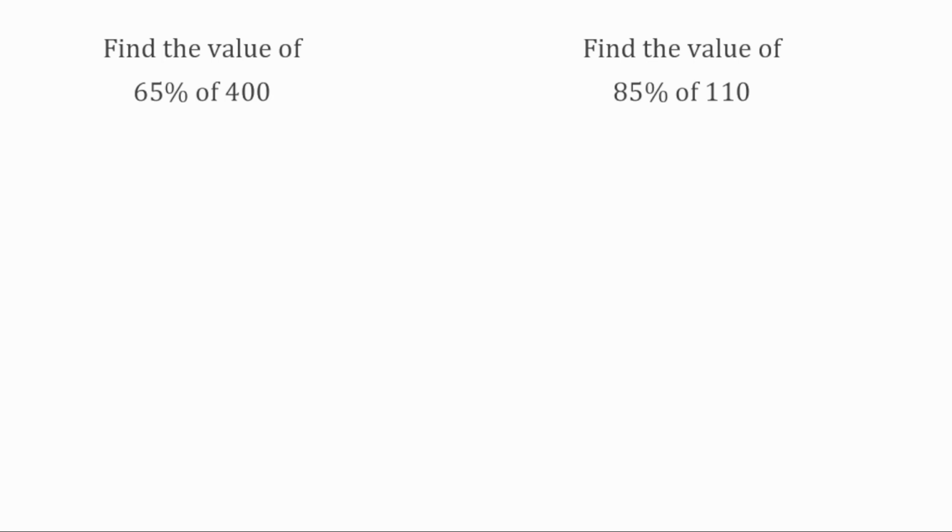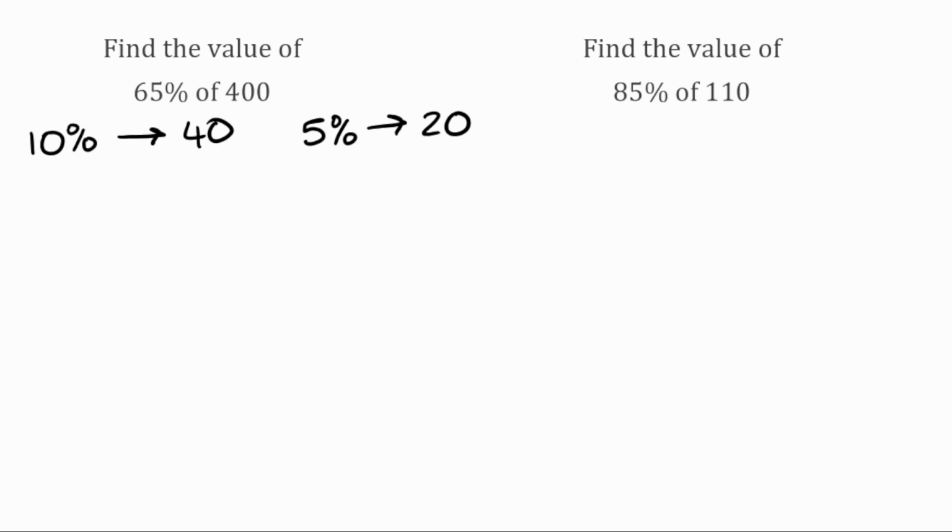Okay, moving on, we've now got to find the value of 65% of 400. So again, we're going to figure out 10% first. To do that, we take that 400, divide it by 10, that would give us 40. And we're also going to figure out 5%. To figure out 5%, we take the 10%, which was 40, and then we're going to divide that by 2. So if 10% is 40, 5% must be 20.